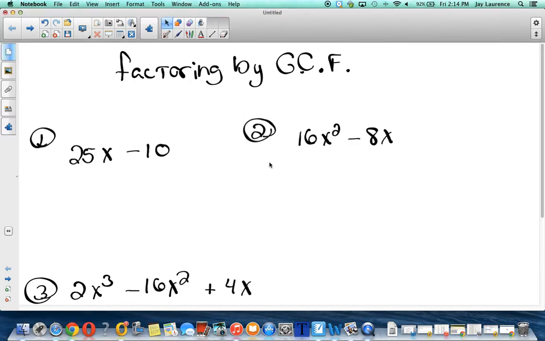Hello, algebra students. Mr. Lawrence here, and we're going to learn about the big F word today. Yeah, we're starting a unit on the big F word, which is factoring. Yeah, that's the big F word.